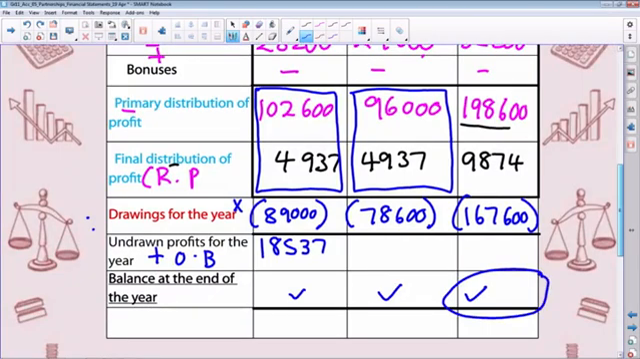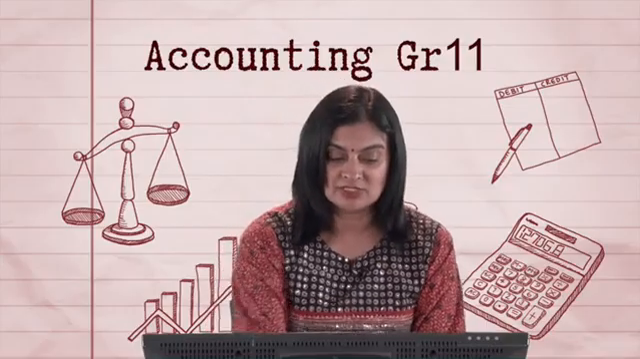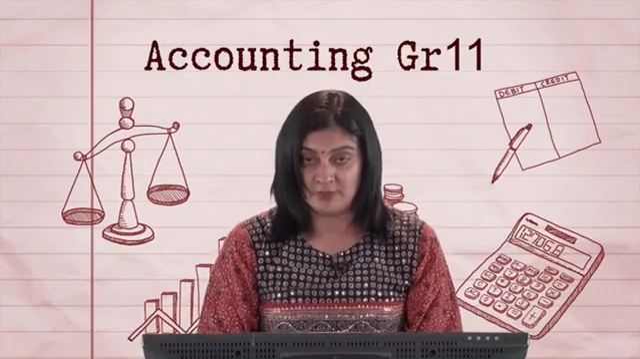Now, there's no time for us to do the next question, but when you complete the balance sheet, capital would obviously be whatever they've contributed during the year in this part of the balance sheet. And then your current account is the information that I just spoke about from the note itself. That is the figure that you would show in this section of the balance sheet. Capital plus current account is going to give you your owner's equity.